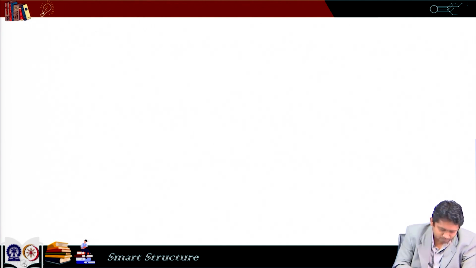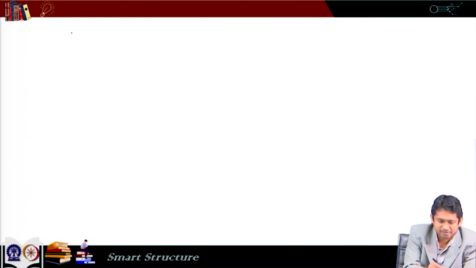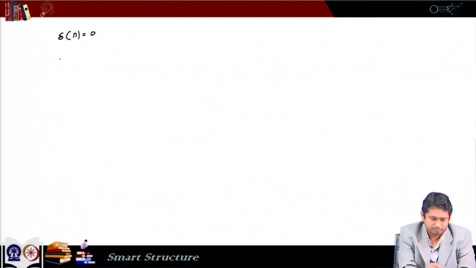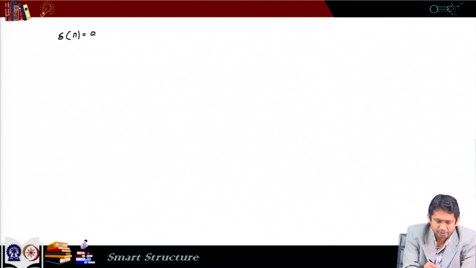Now, when we were in the static cases, we saw that we had a principle where it says that the variation of the total potential energy is 0 for equilibrium, and then we also saw the internal virtual work is equal to the external virtual work.